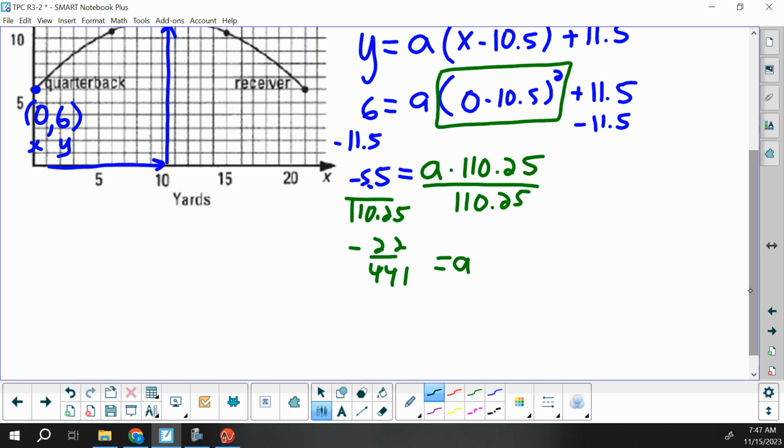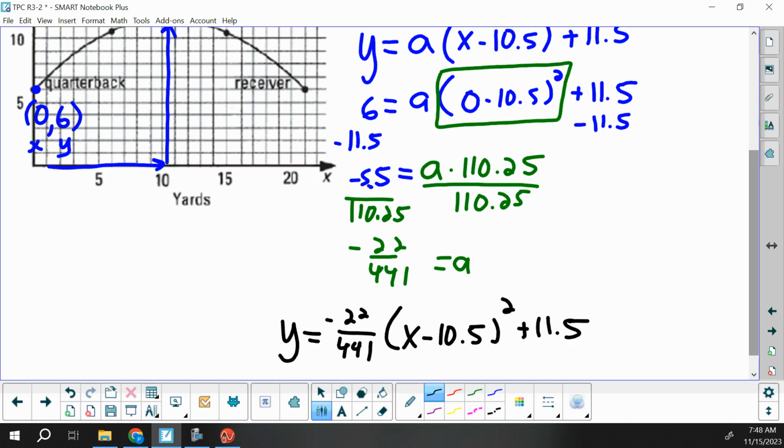So now just like when we do y equals mx plus b form and we solved for b, finding b isn't the end of the problem. You got to write the actual equation. Same thing here. We got to write our equation with that a filled in. So we'll have negative 22 over 441. We'll have our parentheses x minus the 10.5 squared and plus the 11.5 on the end.